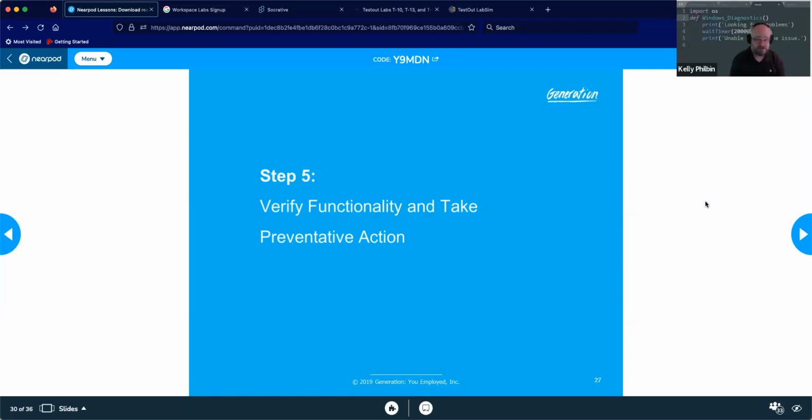We already talked about this. If it happens again, what's their attitude going to be like when they call you the next time? Angry, unpleasant, perturbed. We want to try to avoid that where we can, right? So in order to do this, we need to verify that the problem has been solved. So we verify functionality and we take preventative action.